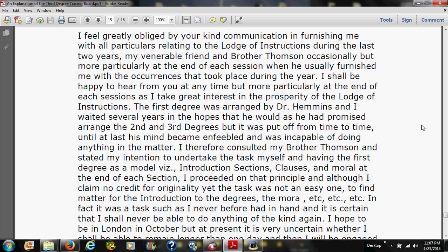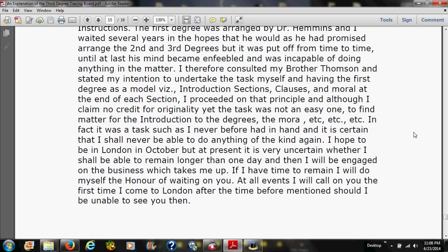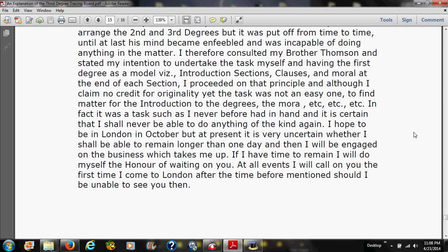To find matter for the introduction to the degrees, the moral, etc. In fact, it was a task such as I had never before had in hand, and it is certain that I shall never be able to do anything of the kind again. I hope to be in London in October, but at present it is very uncertain whether I shall be able to remain longer than one day, and then I will be engaged on a business which takes me up. If I have time to remain, I will do myself the honor of waiting on you. At all events, I will call on you the first time I come to London, after the time before mentioned, should I be unable to see you then.